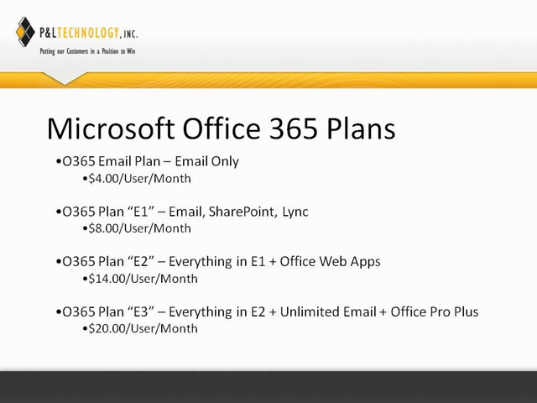The next plan up after that is called Office 365 E2. That essentially includes everything in the E1 plan, so the email, the SharePoint, the Lync. It also includes what's called Office Web Apps. And what Office Web Apps is, it's a replacement of Microsoft Office that runs in a web browser.